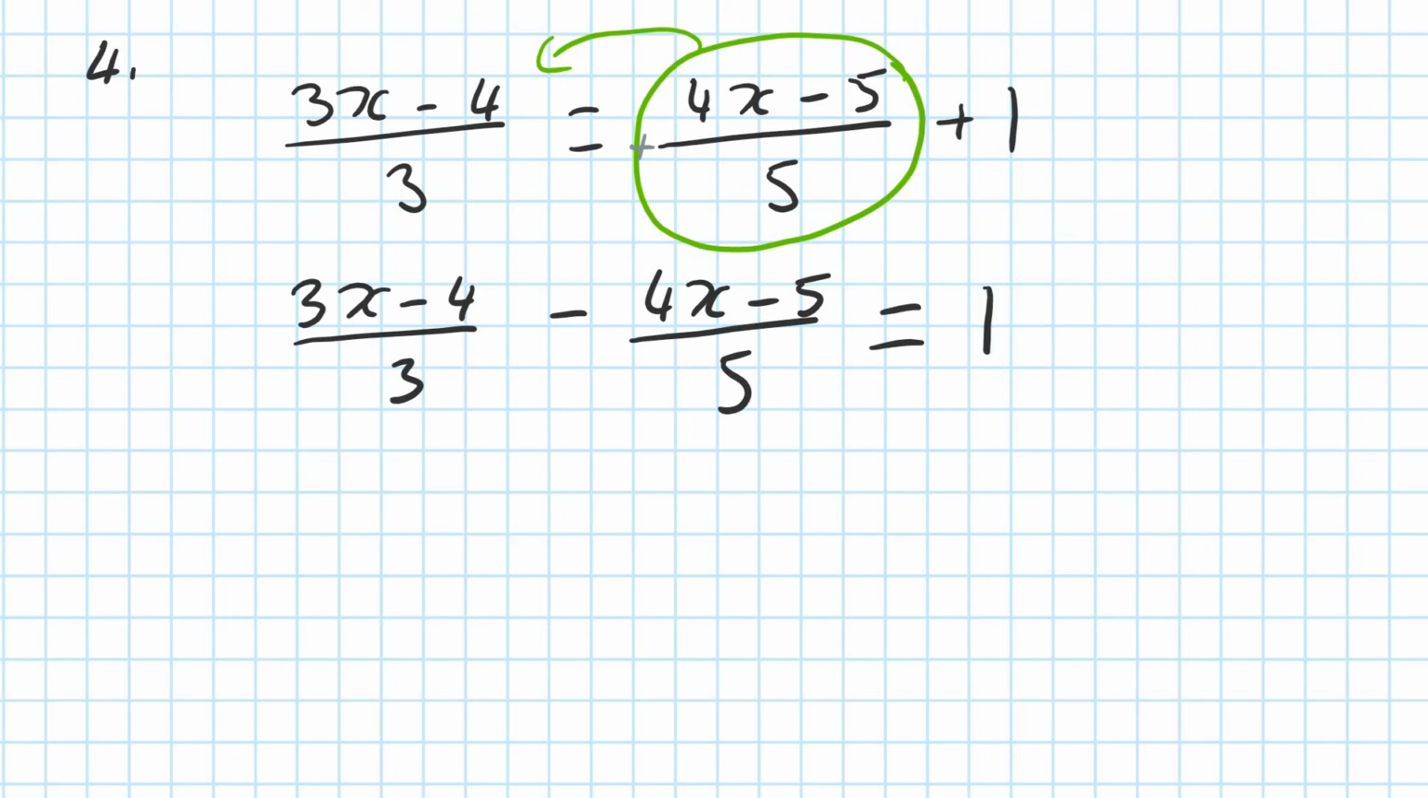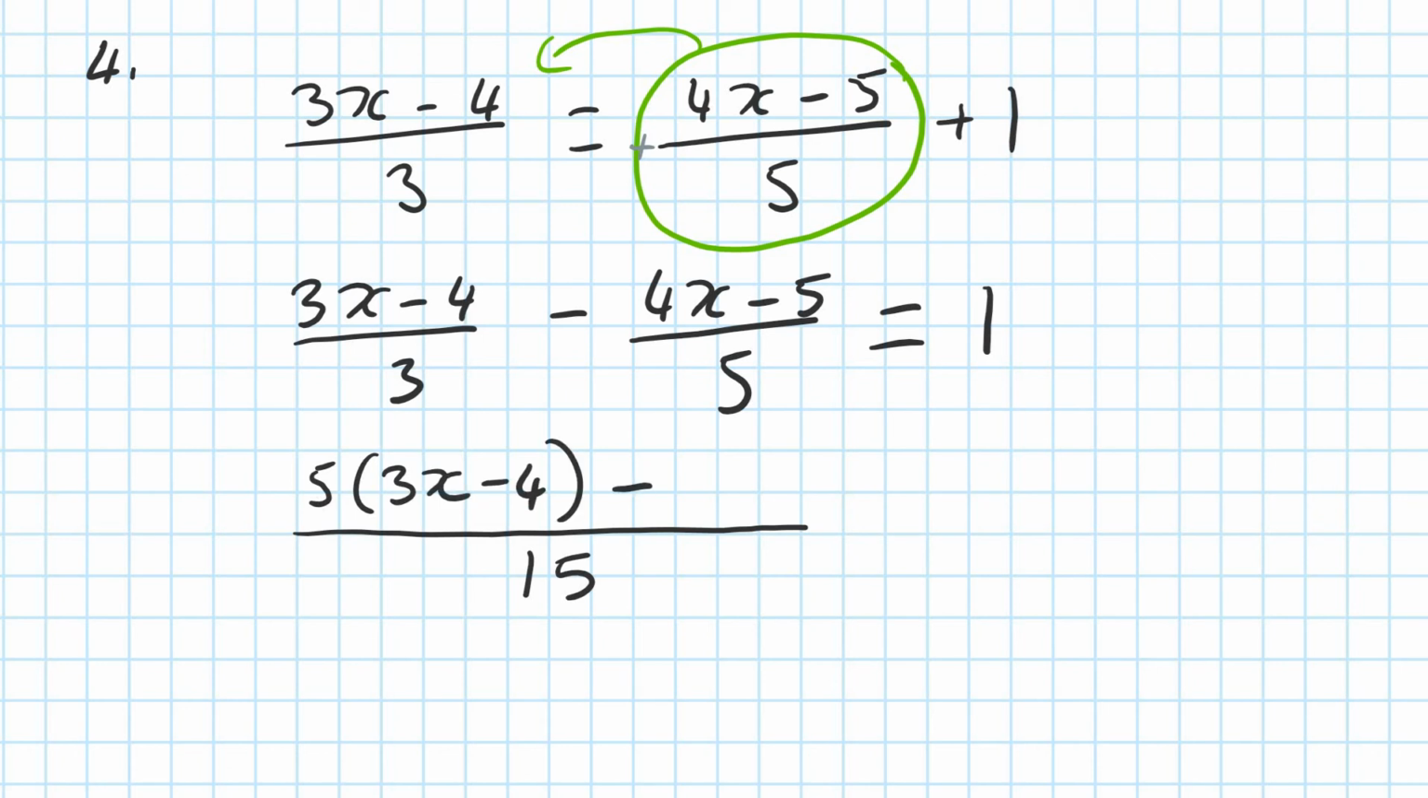Now the common denominator of these two is 15, of course. The lowest common multiple of 3 and 5 is 15. So write 15 on this side. Now from 3 to 15 is 5 times, so the top must times by 5. So 3x minus 4, and minus, from 5 to 15 is 3 times, so I times by 3 on the top as well. So 4x minus 5, is equal to 1.